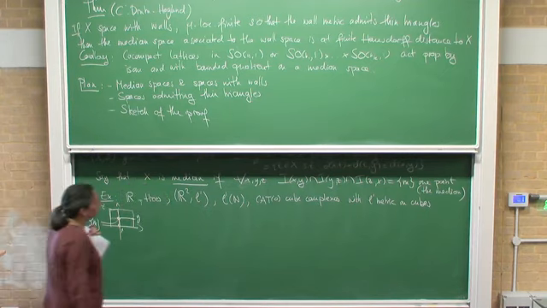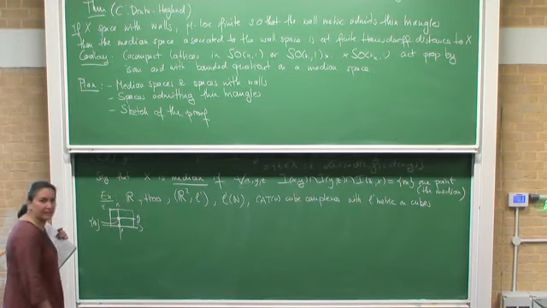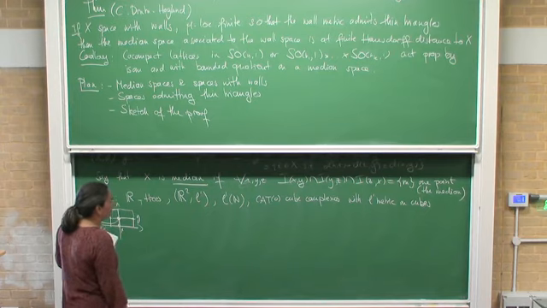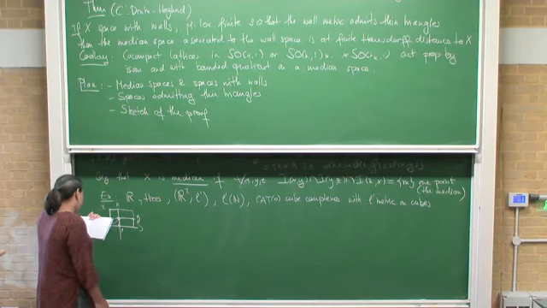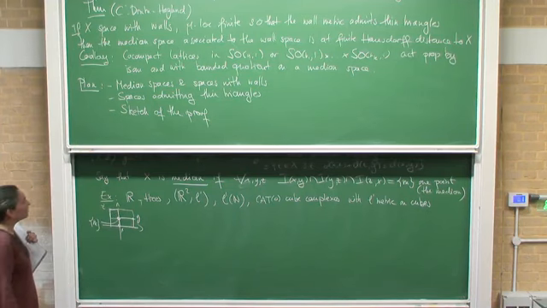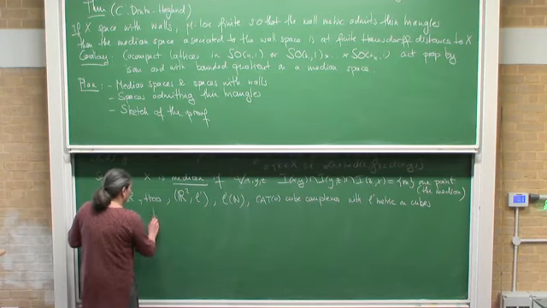Right, so those are the examples of median spaces. And they're closely related to wall spaces, which I will now describe.